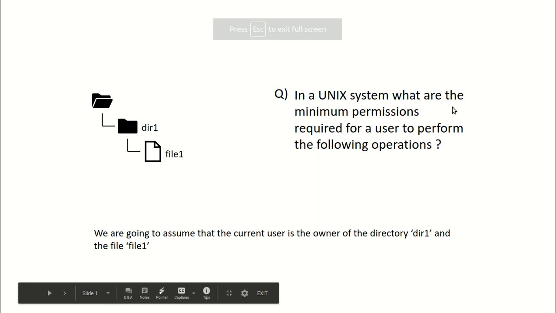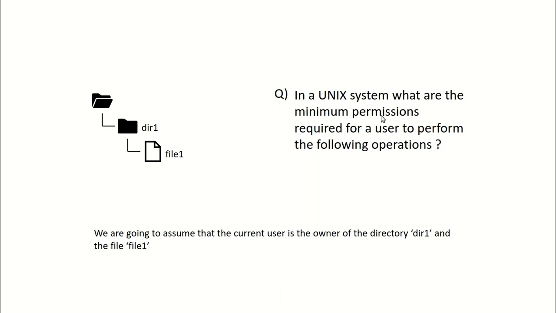Hi, so I'm going to discuss question number 3. The question is, in the UNIX system, what are the minimum conditions required for a user to perform the following operations? So before that, the directory structure given is, we are currently at this position, this directory, and there is a directory inside it called dir1, and inside that directory there we have a file1.